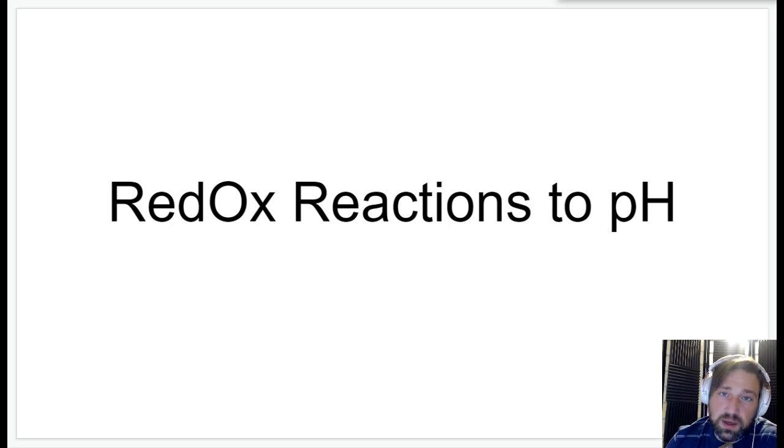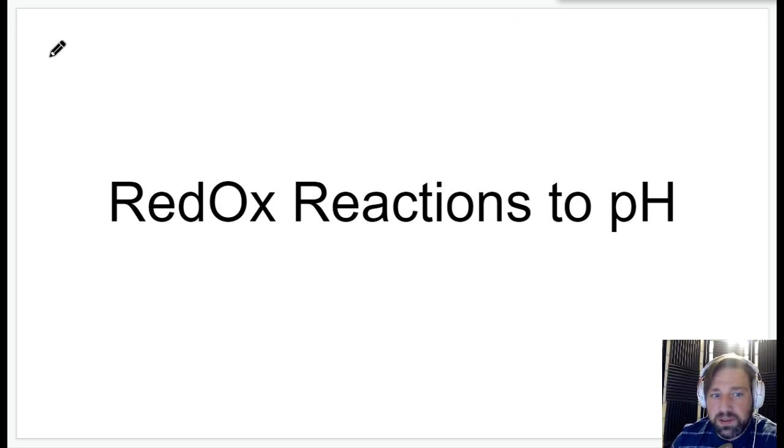Hey everyone. So today we're going to be carrying on with this idea of taking all the little pieces that we've learned this year and starting to stitch them together. Yesterday we did acid-base neutralizations.